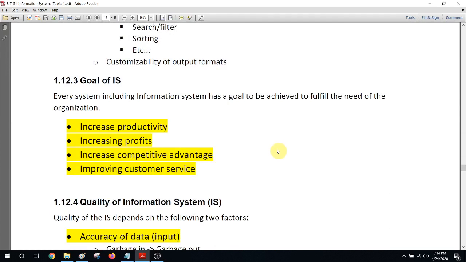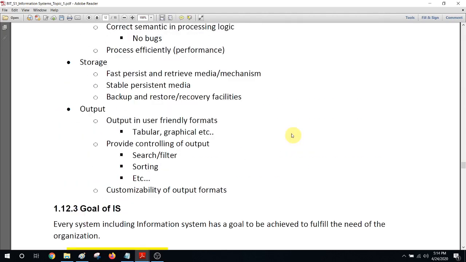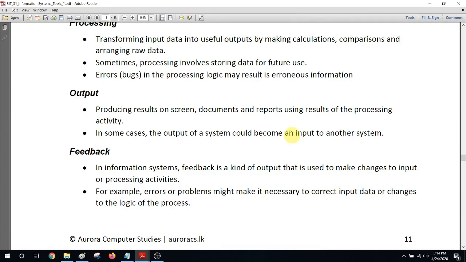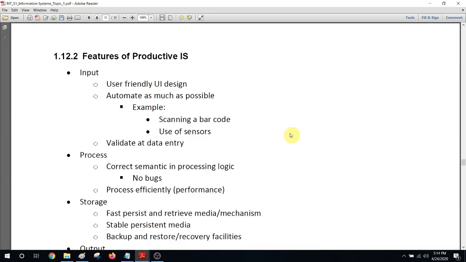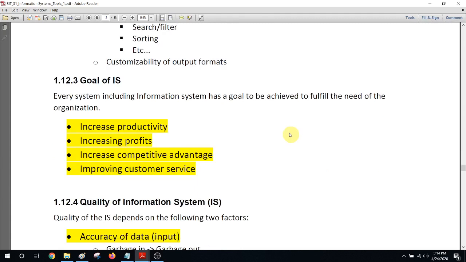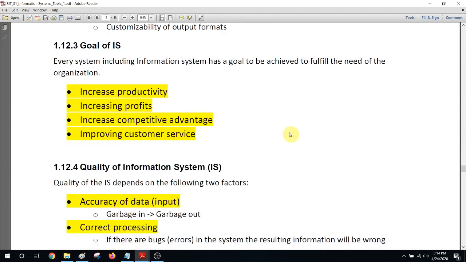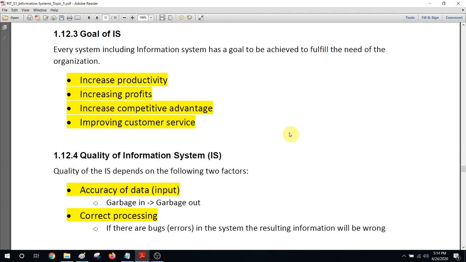Right? So what are the goals of information systems? Basically, what is an information system? A system that processes data into information. So that is the first thing you have to remember. An information system is a system that processes data into information. There are different reasons we like to have information systems. It will increase productivity, right? Having a word processor will increase productivity, having a spreadsheet application will increase productivity. Likewise, it will increase the profit of business organizations.